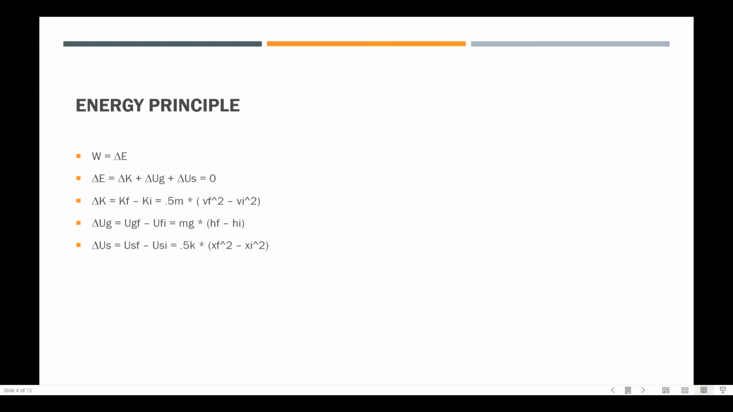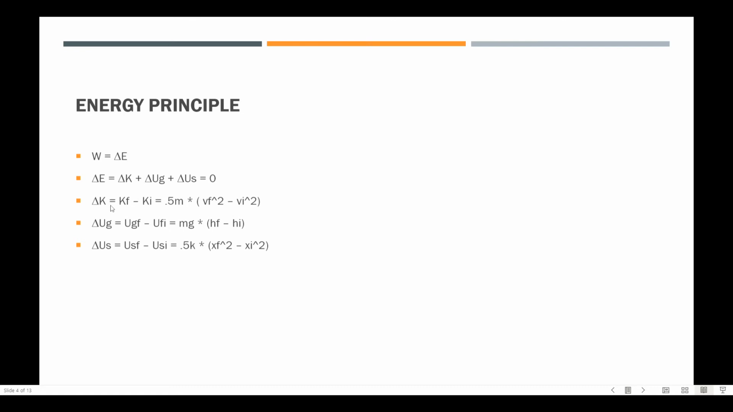The next principle used in this lab is the energy principle. We know that work is equal to the change in energy, and in this case the change in energy is equal to the change in kinetic plus the change in gravitational potential plus the change in spring potential, which equals 0, because none of the energy in the system is lost.